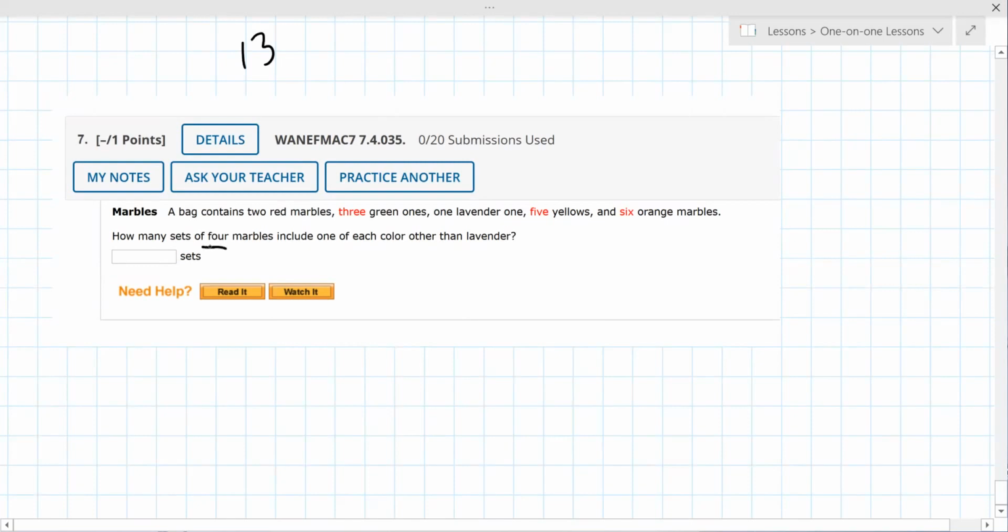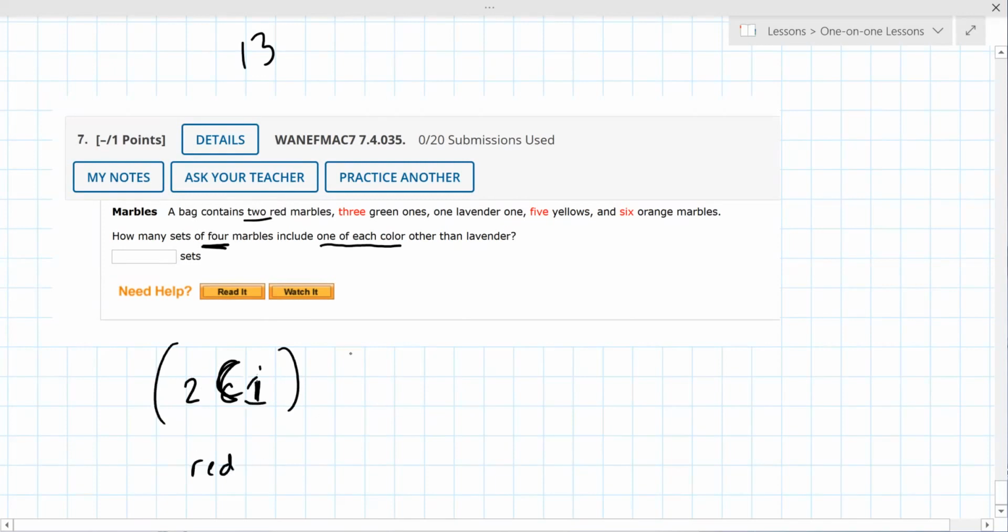So we want to grab 4, but we want to get 1 of each color. So to get the red, we're choosing 1 red. How many are we choosing from? Well, there's 2, choose 1. That's your red.